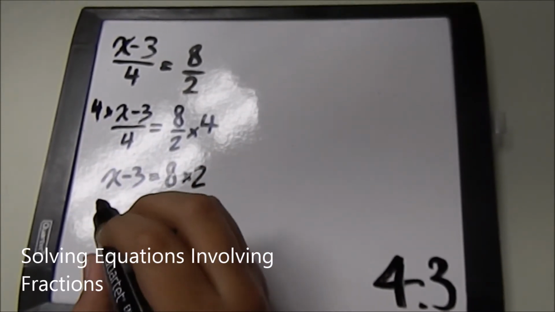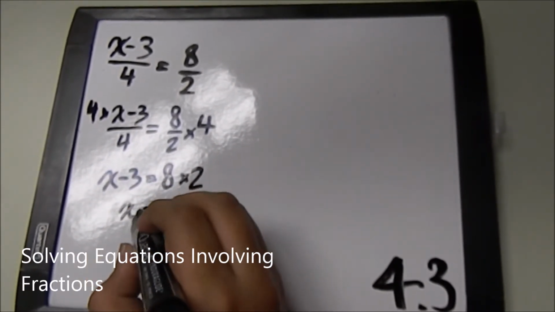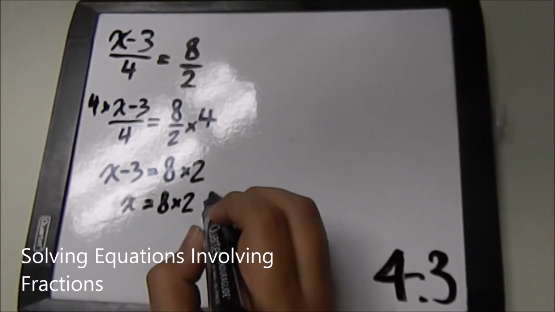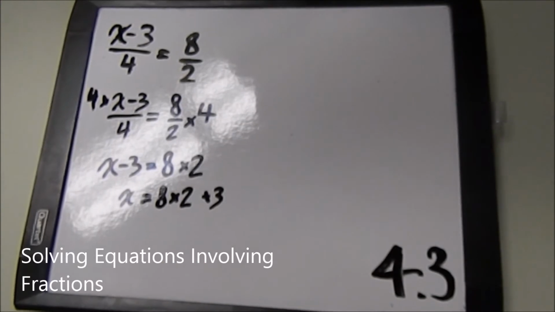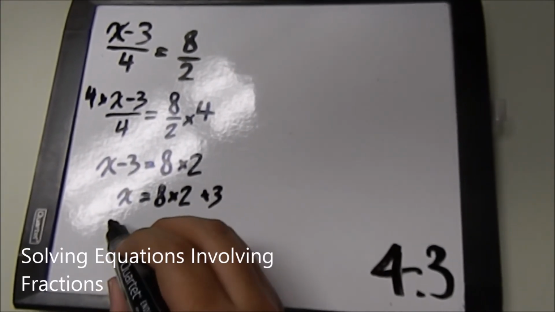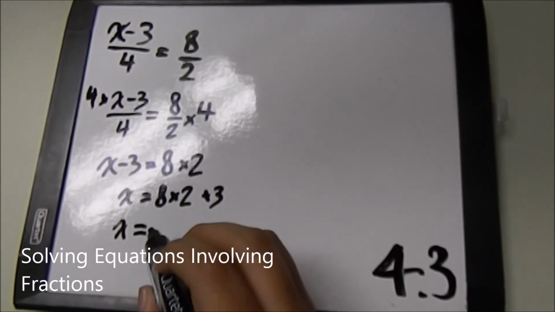Then, you remove the negative 3 on the left side by adding 3. So x is equal to 8 times 2 plus 3. To solve this, you then multiply 8 by 2, which is 16, and then add 3, which is 19. So x is equal to 19.